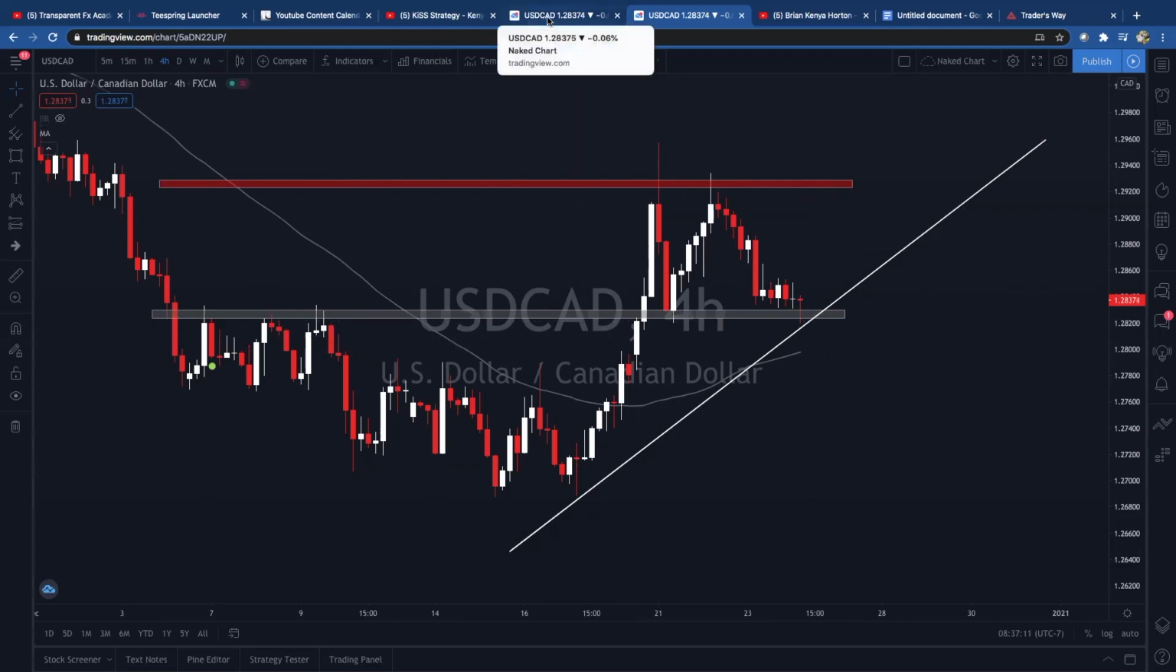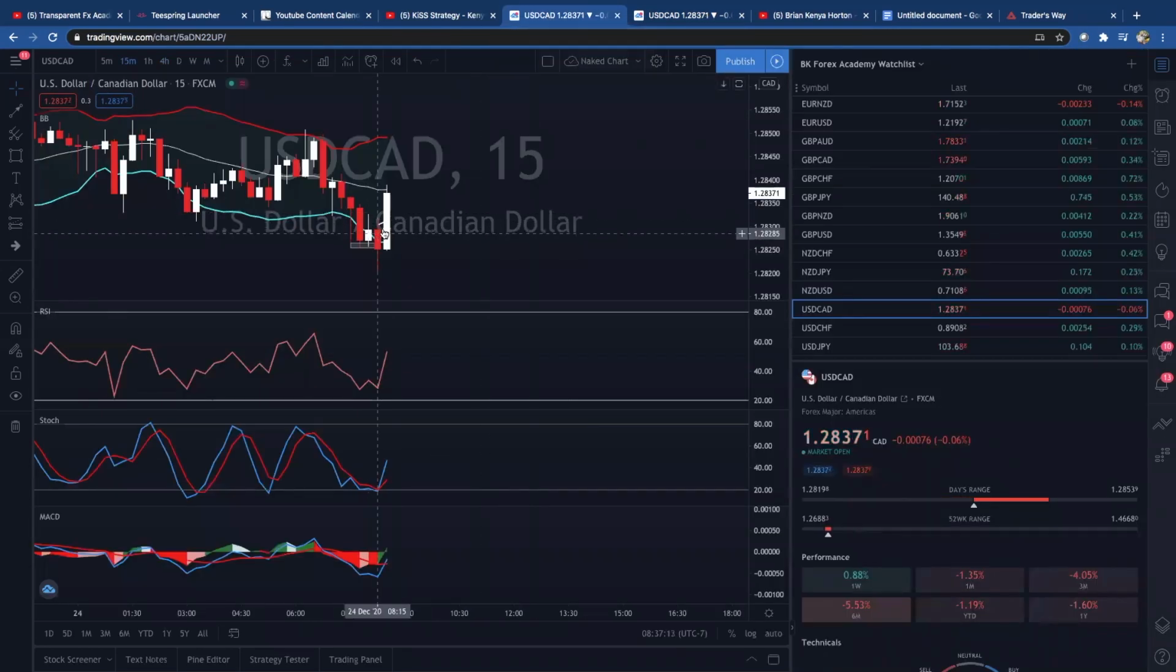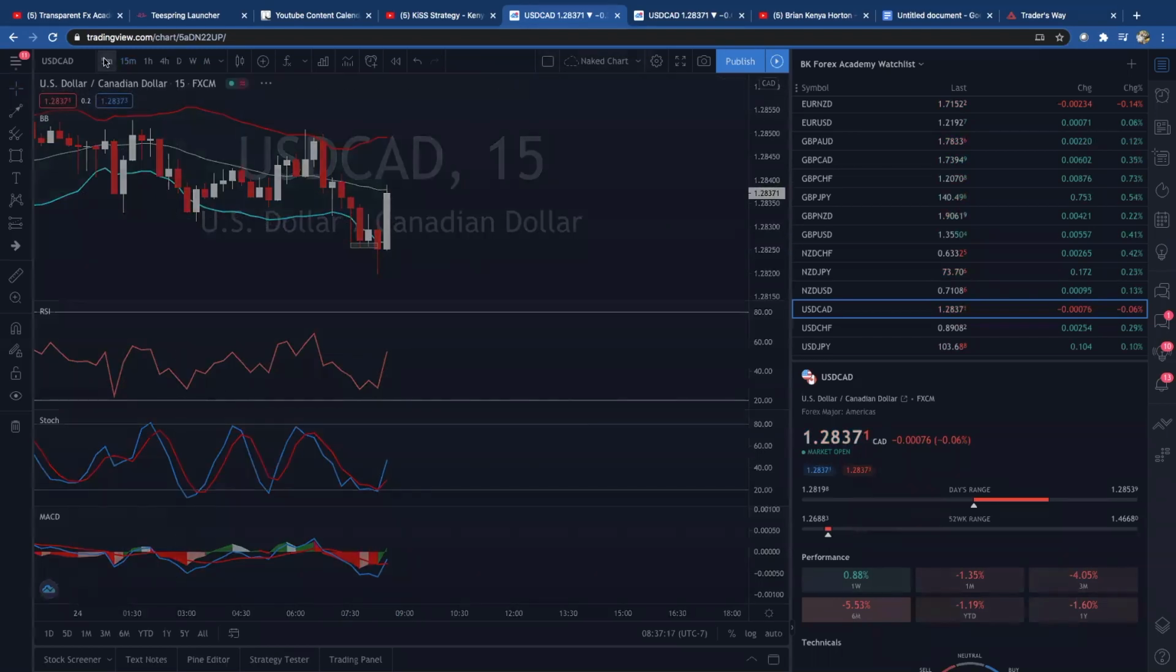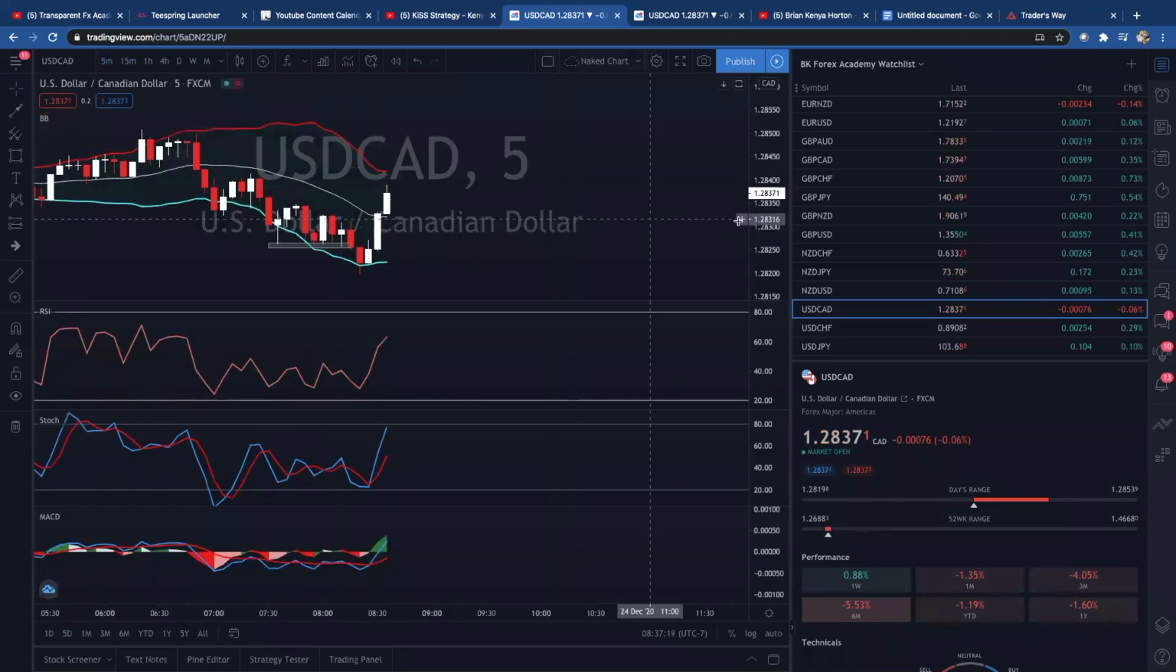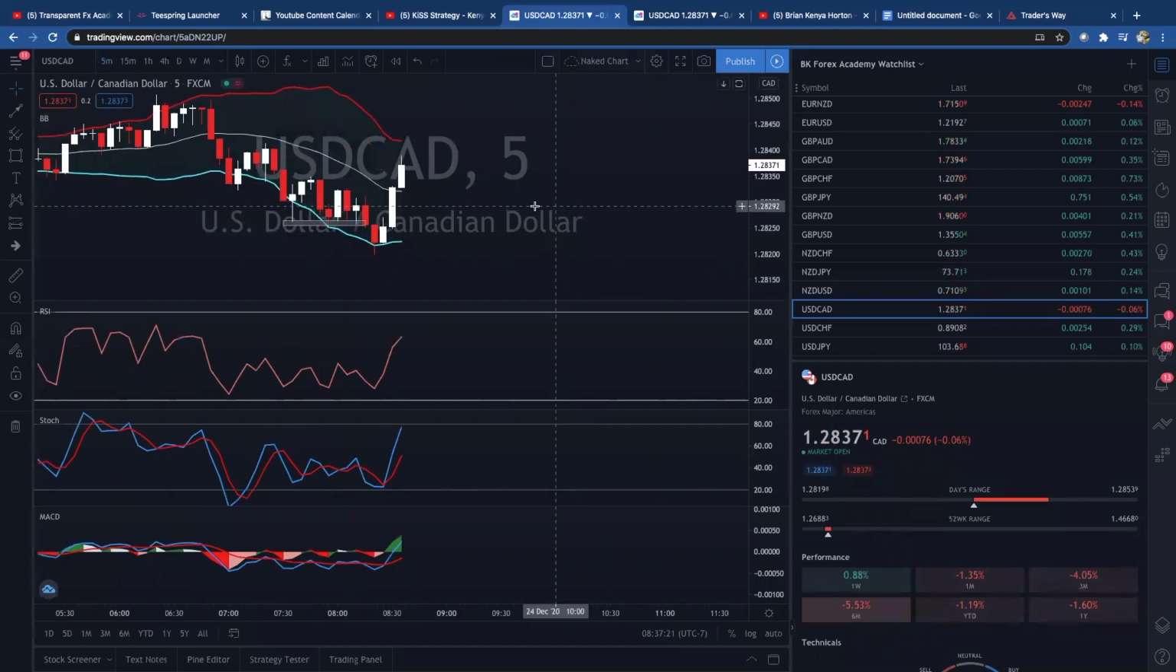Then I add my KiSS confirmation for confluence. What I love about this is, let's drill down to the 5 minutes. So here's your 5 minute confirmation, which I dropped in Telegram. Sometimes you will have a confirmation, and look here how you had one about right here, and then price went up. It came back down, retested, and you can see it hovered here, and then it eventually broke.